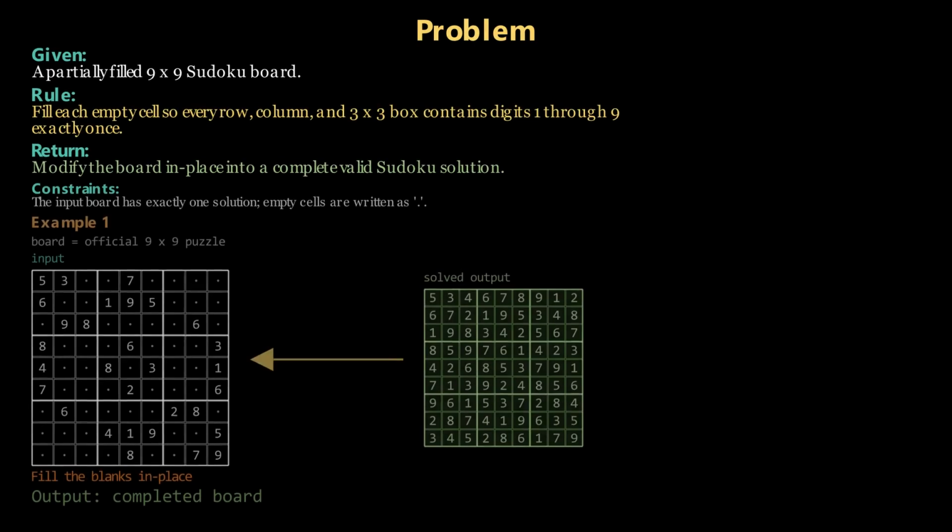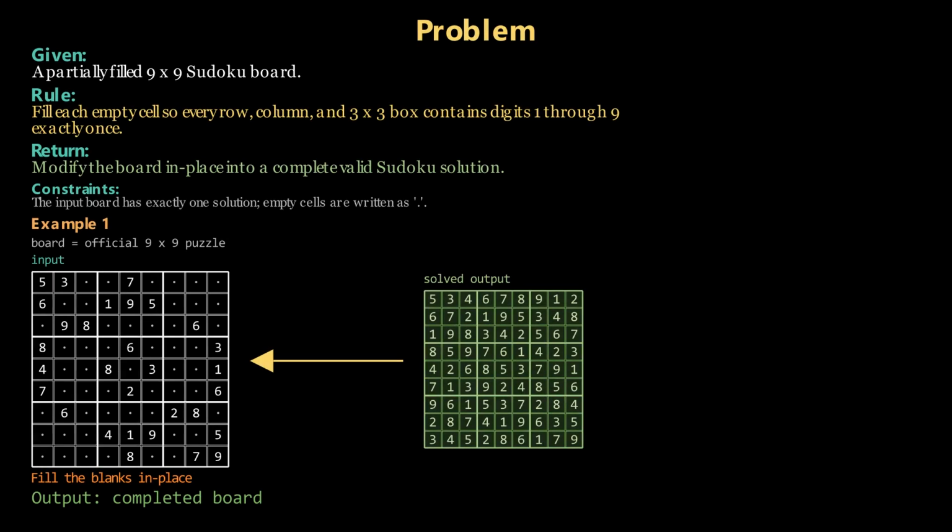Given a partially filled 9 by 9 Sudoku board. Fill every empty cell so each row, each column, and each 3 by 3 box contains digits 1 through 9 exactly once. The board is modified in place, and the puzzle is guaranteed to have one valid solution.